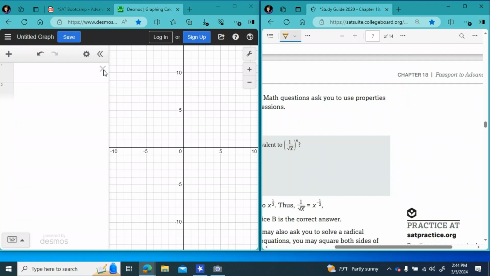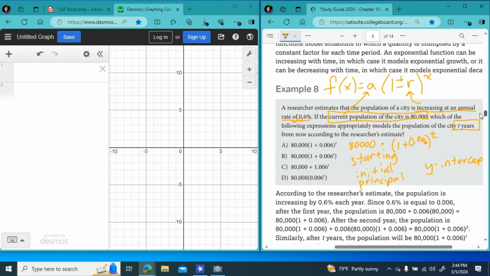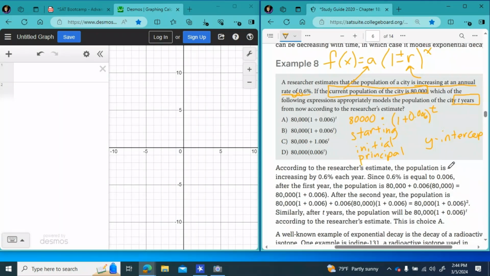Oops, sorry about that. Ooh, where'd it go? Okay, y-intercept. All of these things are talking about the same spot, this 80,000, or that letter A in the formula. So knowing this, I can look over here and say, this is in the wrong spot, this is in the wrong spot, this T is in the wrong spot. So A has to be the correct answer.